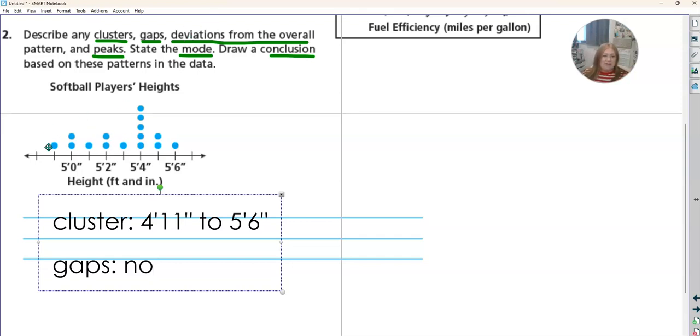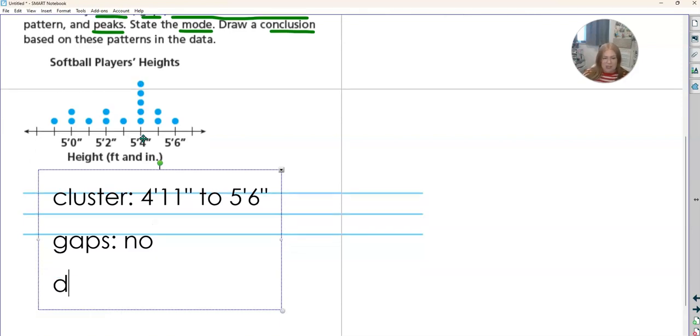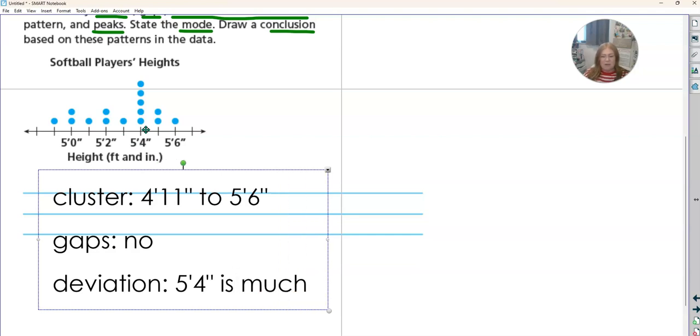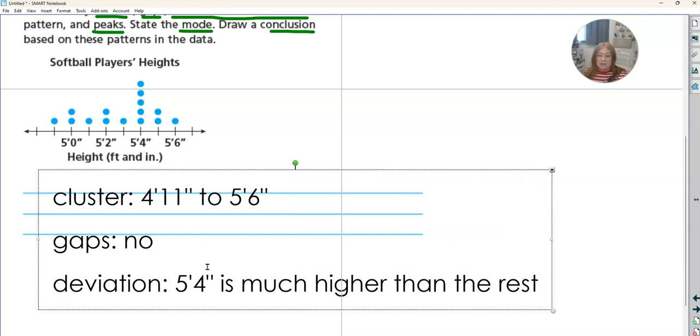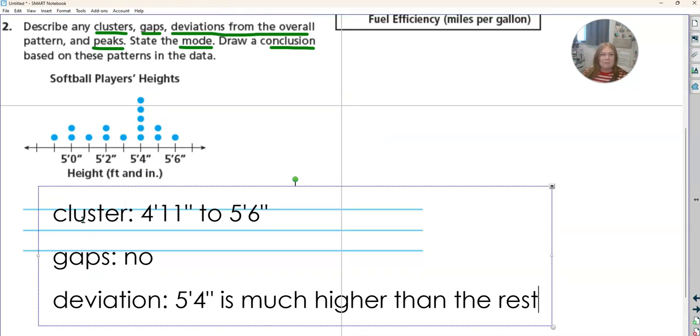Is there any deviation? I'm noticing it goes 1, 2, 1, 2, 1. Oh, all of a sudden there is a deviation. So deviation, yes, at 5'4". 5 feet 4 inches is much higher than the rest. So notice that one's different. If it deviates, it's different than the pattern.